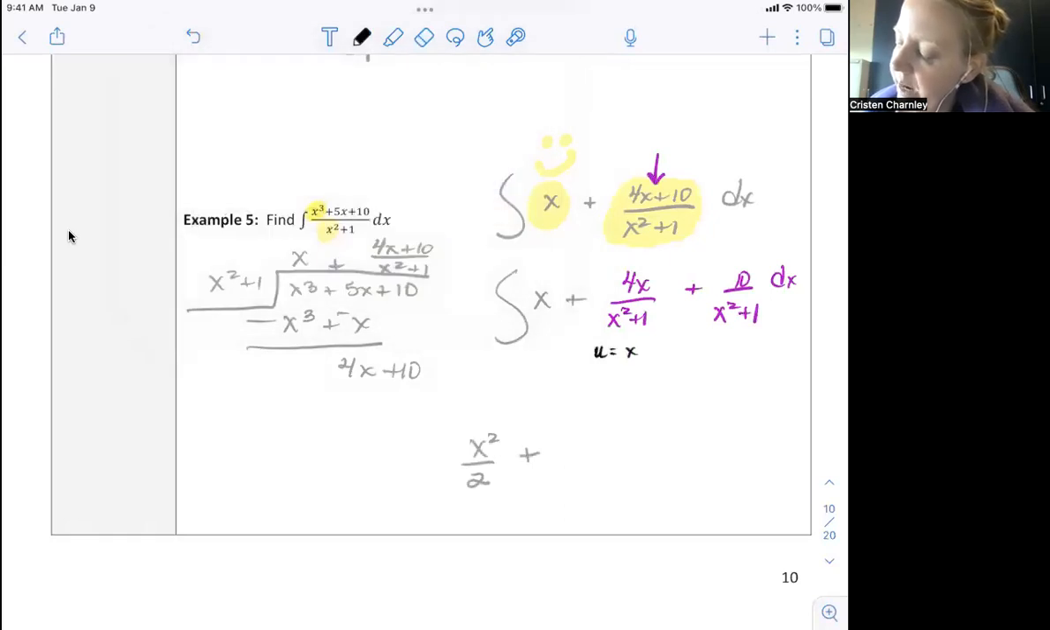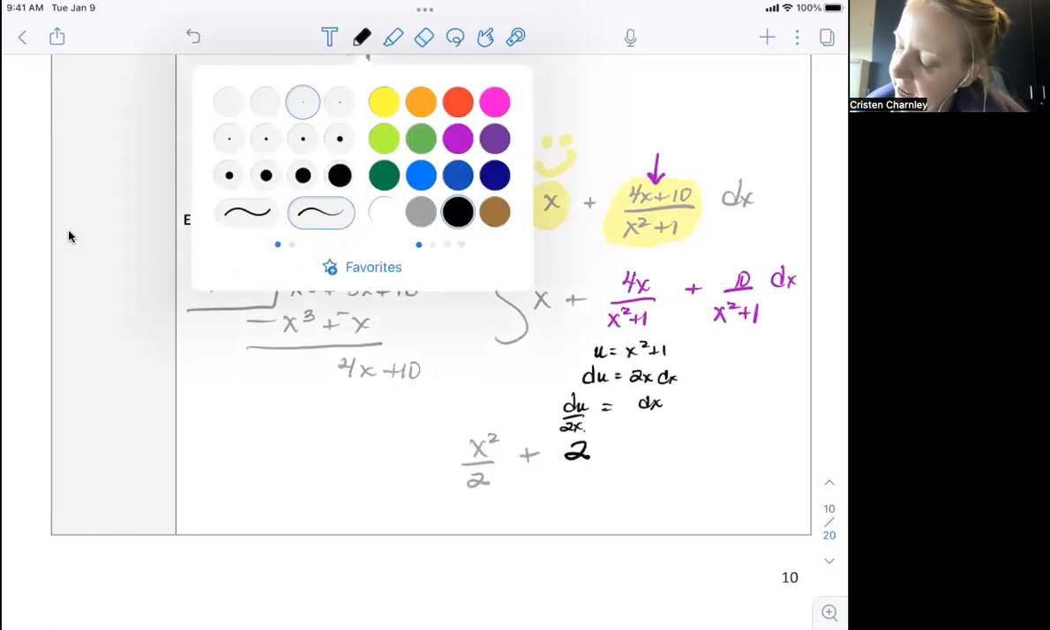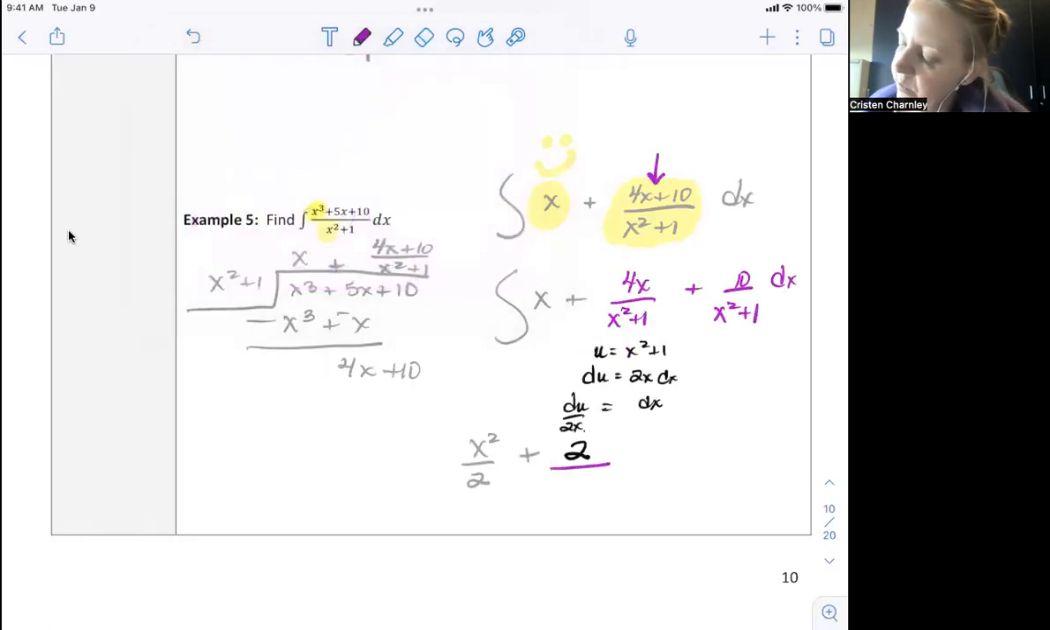So u is equal to x squared plus 1. The derivative of that is 2x dx. We solve for dx, and I have du over 2x. So pretend the dx is on the end. You can distribute that all the way through. 4x over 2x is going to leave me with a 2 in the numerator. And then that denominator instead of x squared plus 1 is u.